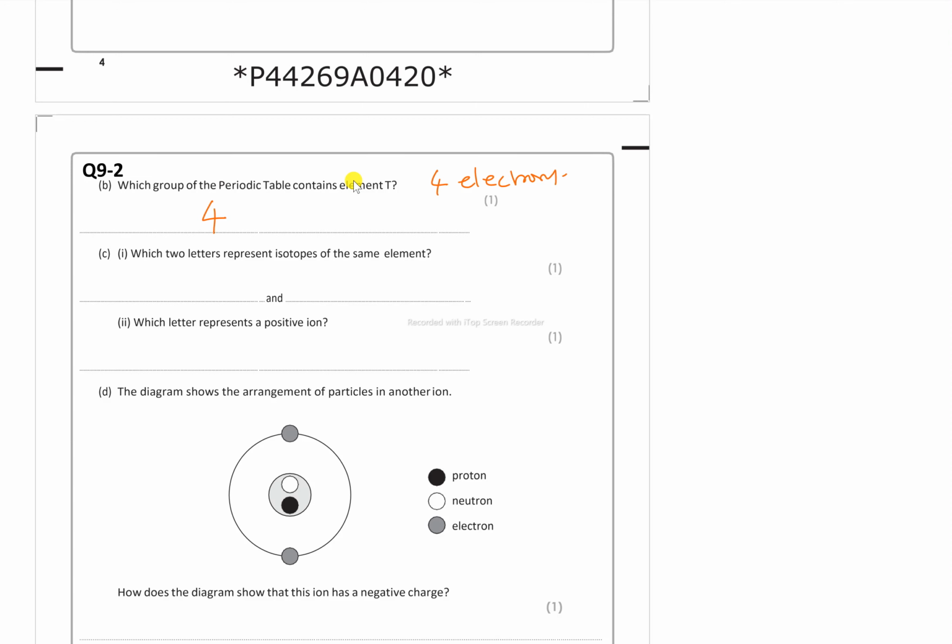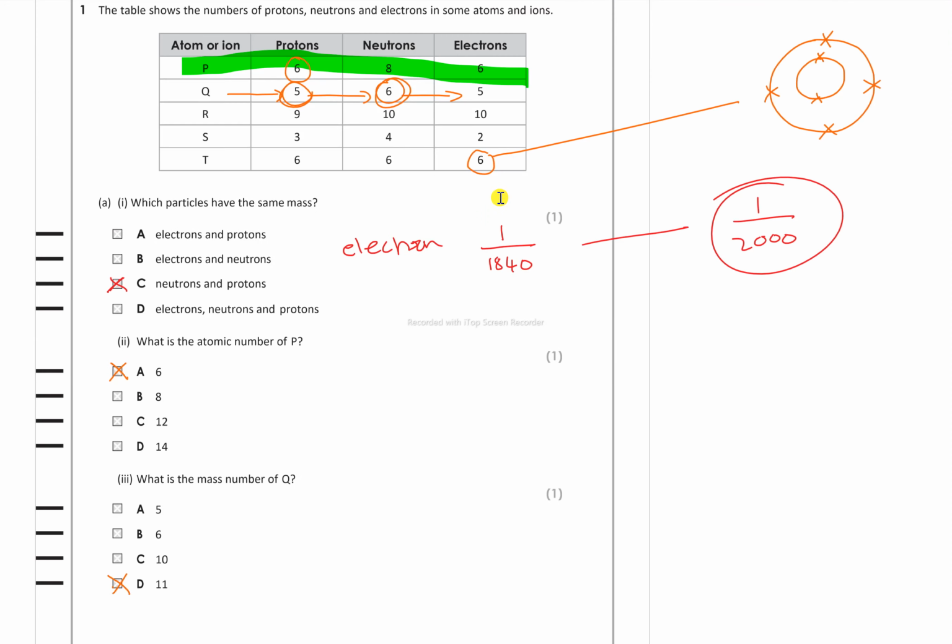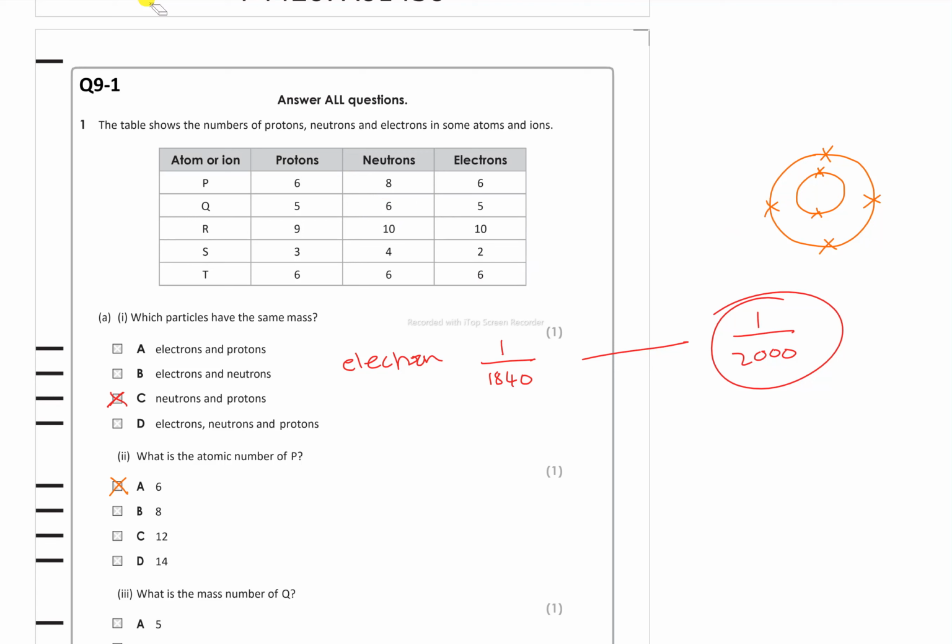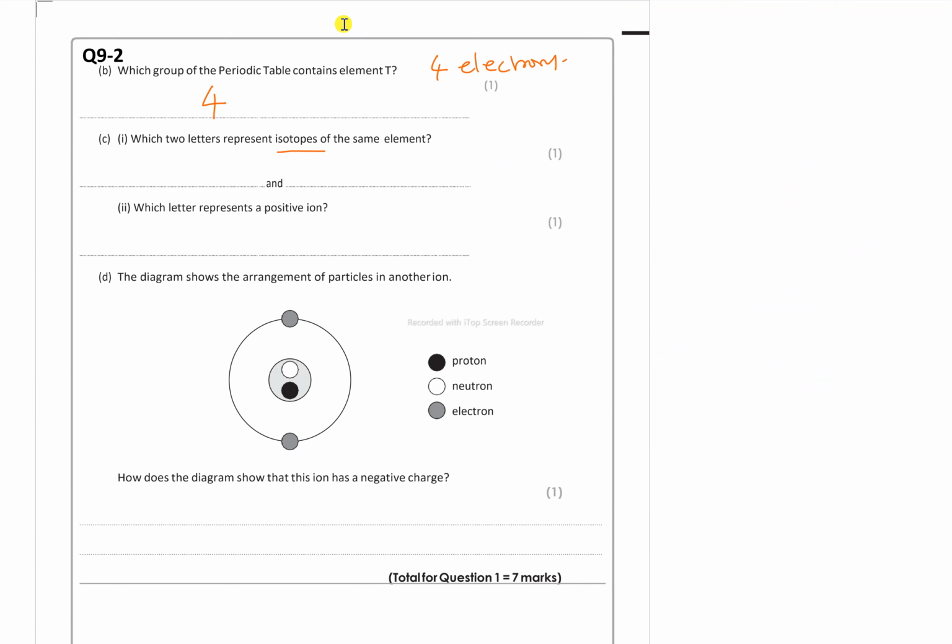Which two represent isotopes of the same element. Right, for the atoms to be isotopes, they have to have the same number of protons. And the only two that have got protons that are the same are P and T. So we can put P and T.